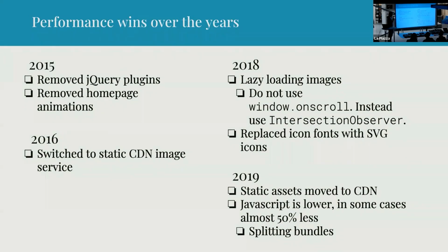Another example is switching to image X. Thank you, Cherek. A static CDN image server, so CDN much faster, and HTTP2. Bernardo actually worked on lazy loading images on our website. Please do not use window.onScroll, which is very heavy. Maybe you don't know, but by now you can use the intersection observer API instead. We also replaced our heavy icon fonts with SVG icons.